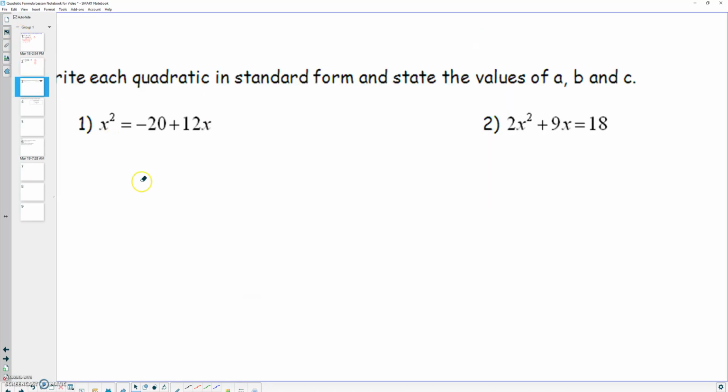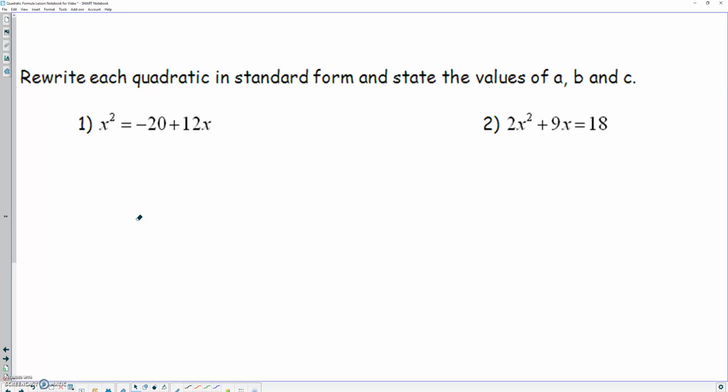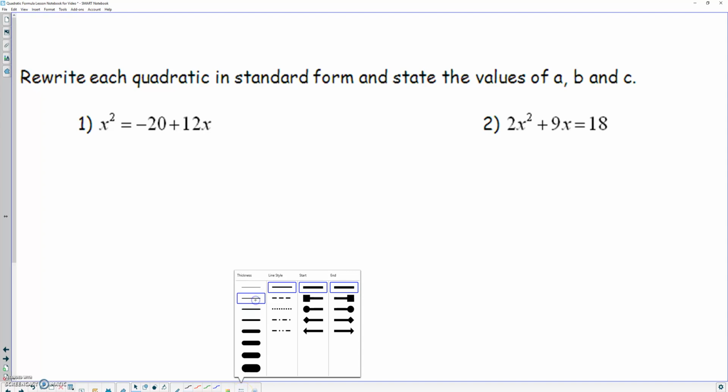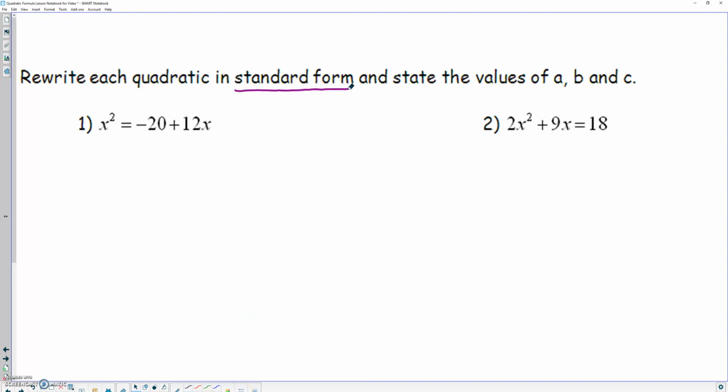Before we get into the quadratic formula, we first have to review writing a quadratic in standard form. Standard form of a quadratic looks like this: ax squared plus bx plus c equals 0. A is the coefficient, or the number in front of x squared. B is the coefficient, or the number in front of x, and c is the constant at the end. In these examples, we want to rewrite each quadratic in standard form and then state the values of a, b, and c.